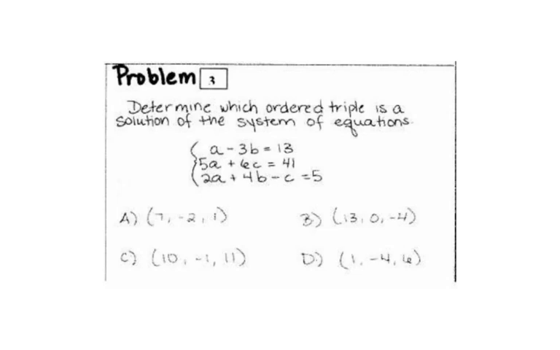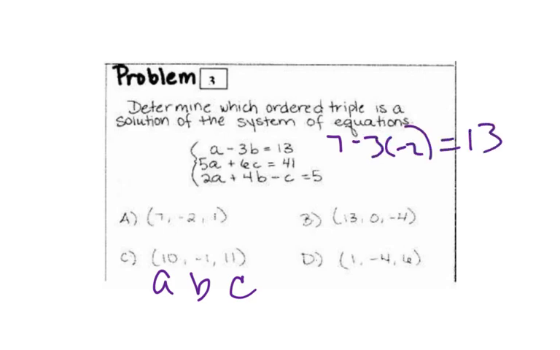You could solve this the long way, or you could test your answers. Put the first one in for A, the second one in for B, the third one in for C, see if it works. So like for this first one, you would have 7 minus 3 times negative 2 equals 13. That becomes 7 plus 6 equals 13. That does work for the first one.